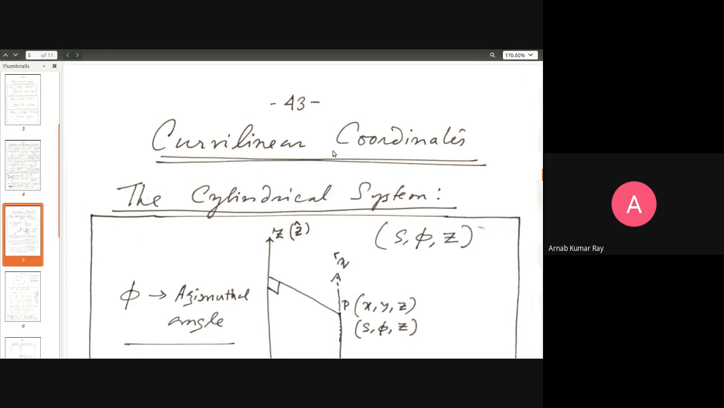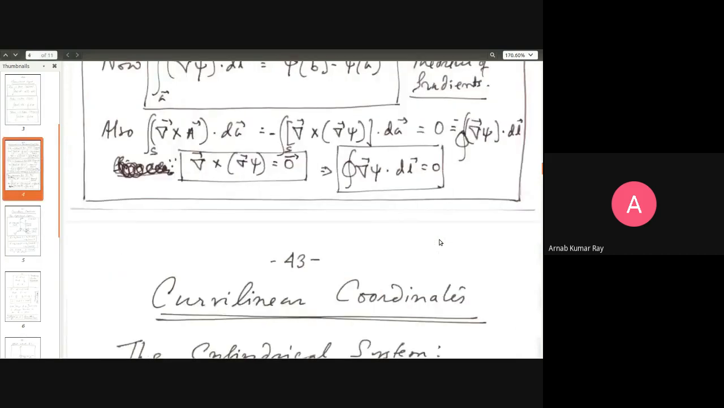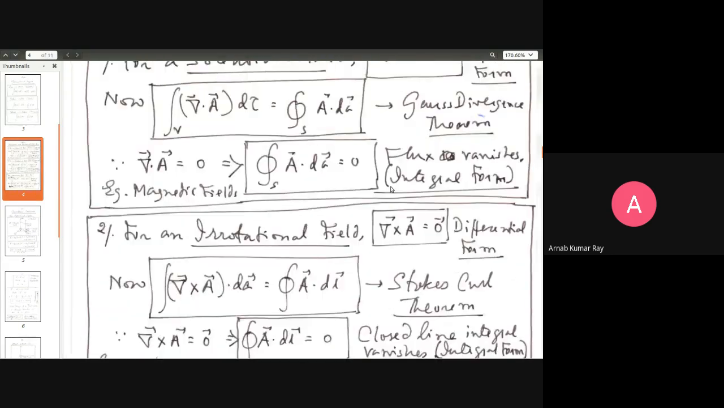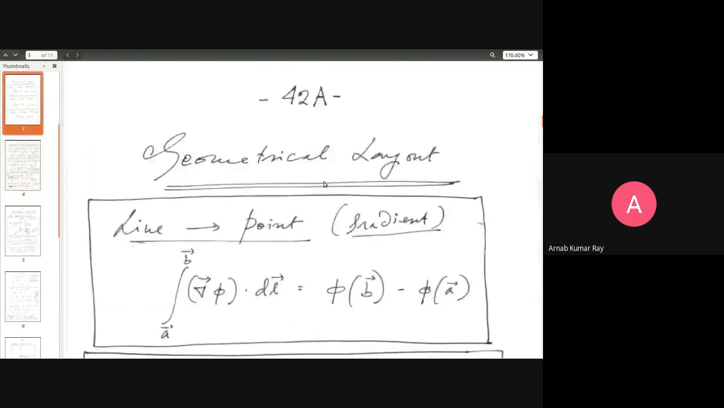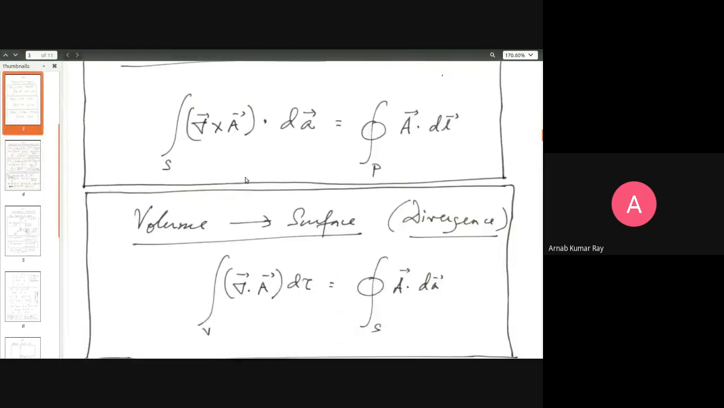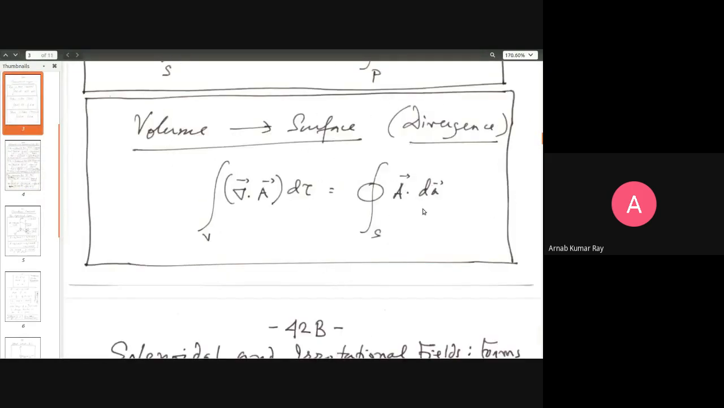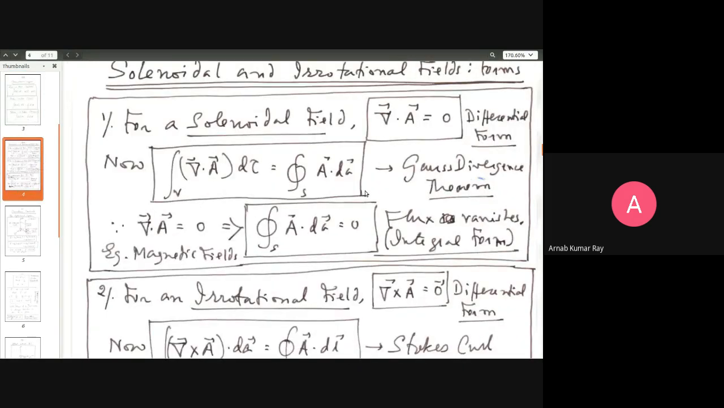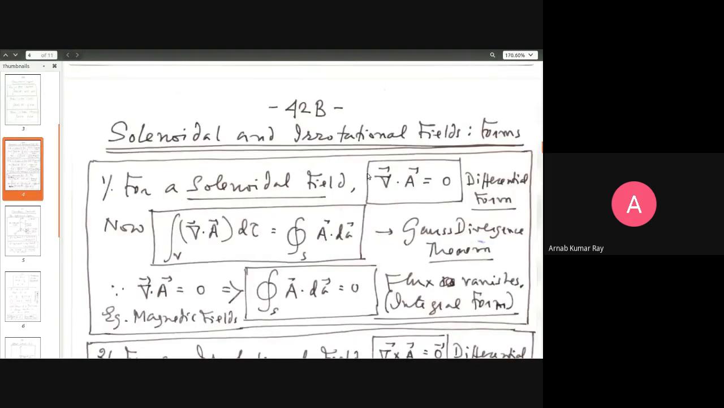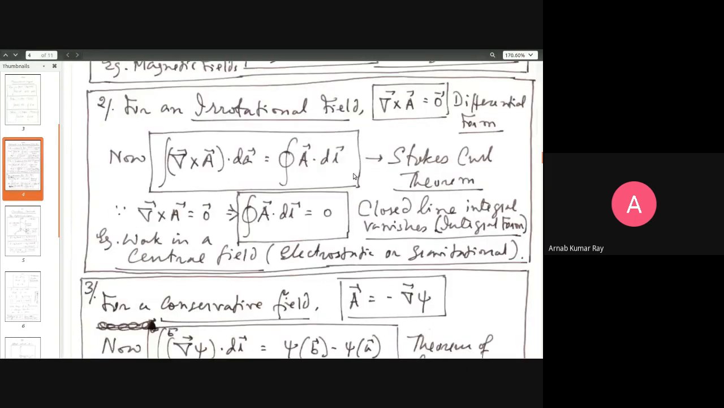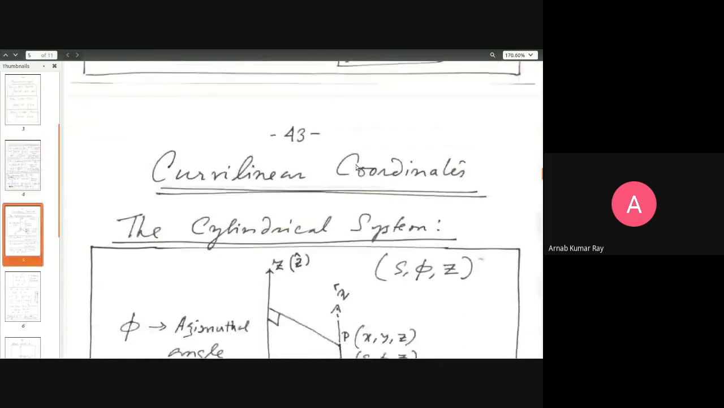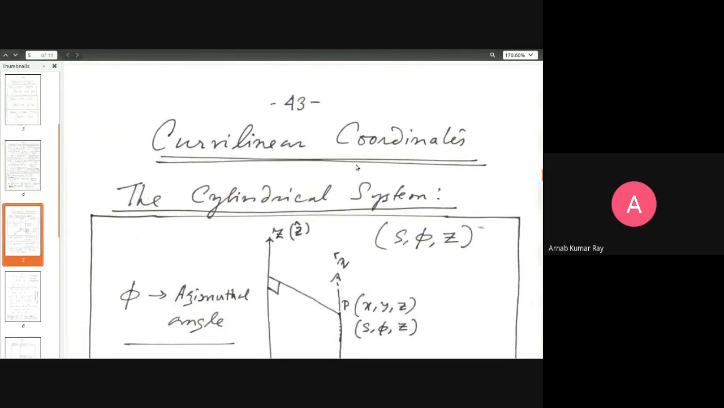discussion of electromagnetic theory. So we have finished that part of the discussion: vector differentiation using the del operator, and vector integration, vector integral calculus, the gradient theorem, the Stokes curl theorem, the Gauss divergence theorem, and certain implications of vector integral theorems regarding solenoidal and irrotational fields. We have discussed all that. Now, we shall move on to a new mathematical topic, namely that of curvilinear coordinates.